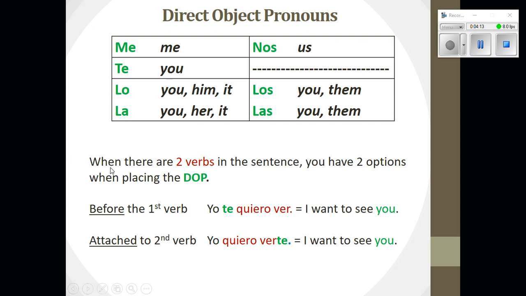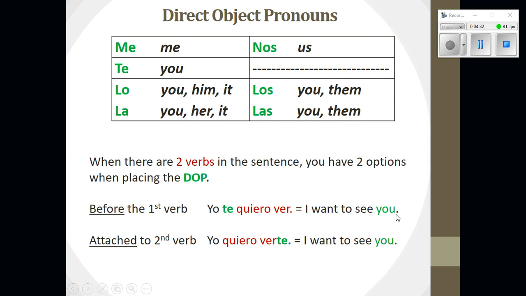All right, now not all sentences have only one verb. So when there are two verbs in the sentence, you have two options on your placement for your DOP, okay? Before the first verb or attached to the second. Let's look at the first, before the first, okay? We're used to this. We just saw it before the verb on the previous slide, okay?